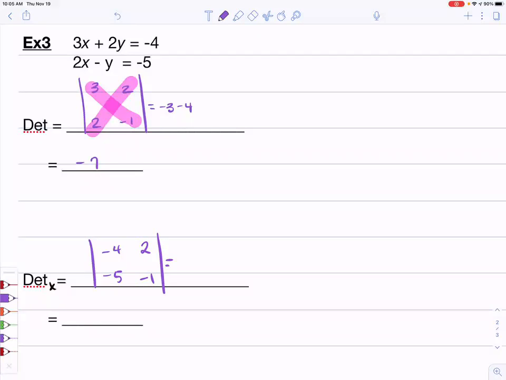So your first multiplying gives you 4, and then I'm subtracting. My second multiplying gives me -10, and so these two together give me 14.